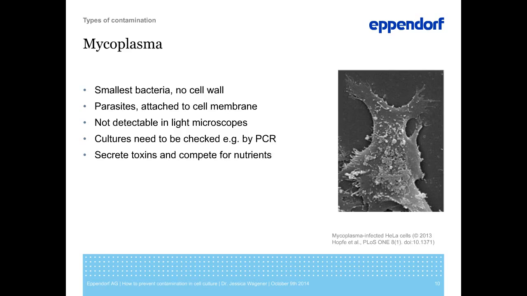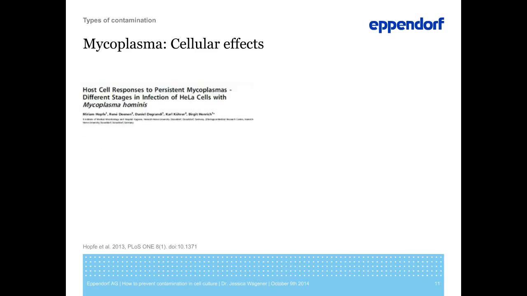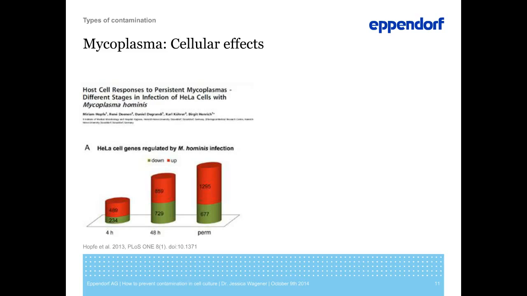I want to go a little bit deeper into the topic of how mycoplasma affects cellular metabolism by showing you some data from a recent study published last year. These researchers infected HeLa cells with Mycoplasma and looked at the differential gene regulation in the cells upon different time points of infection. As you can see in this graph, the number of genes that respond to the Mycoplasma infection increases dramatically with time.